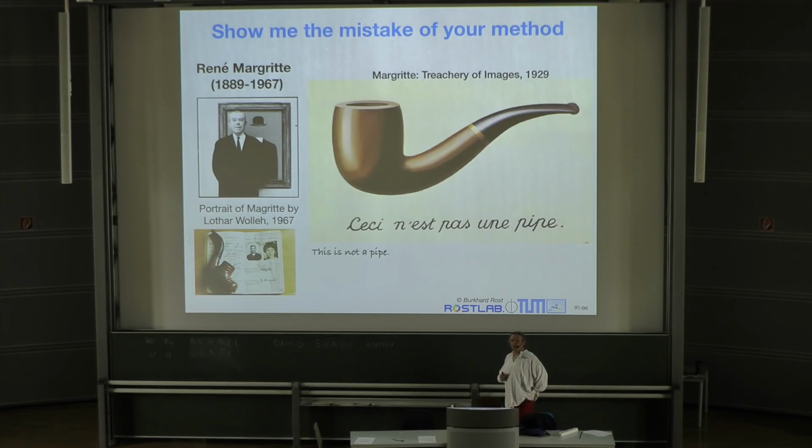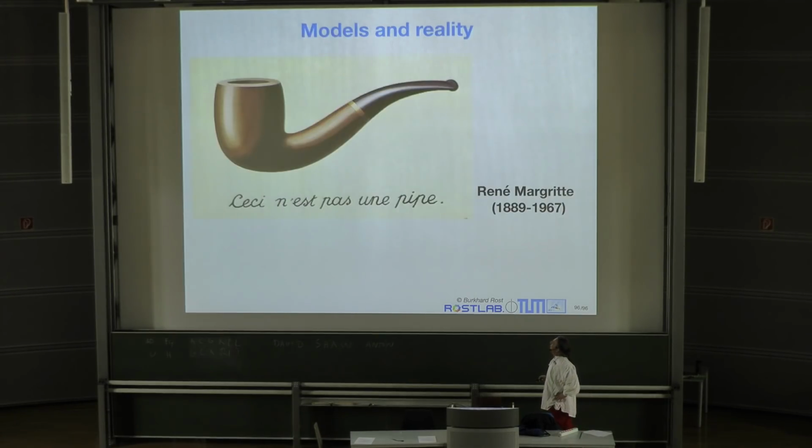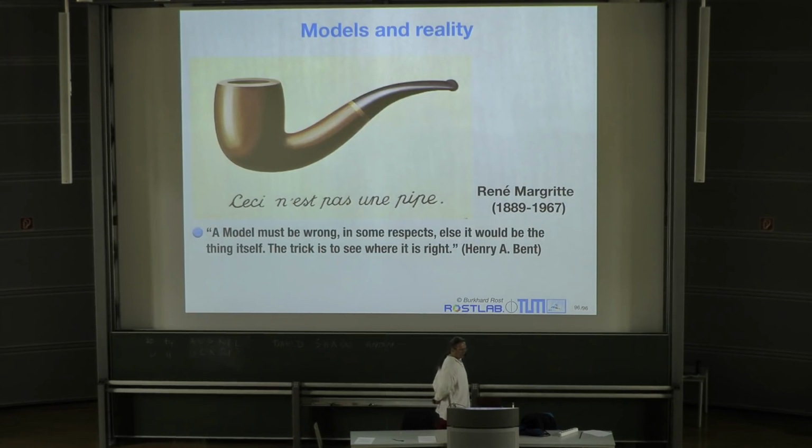Now, when you get these models, one important thing is this image here from René Magritte. It says, in French, this is not a pipe. What does it mean? Well, this is actually an image of a pipe, not the actual pipe, right? That's what René Magritte wants to say with that. And this is the same here for the model. When you have the model, Thorsten Schwede, oh no, this is not from Schwede, this is Bent: a model must be wrong in some respects, right?